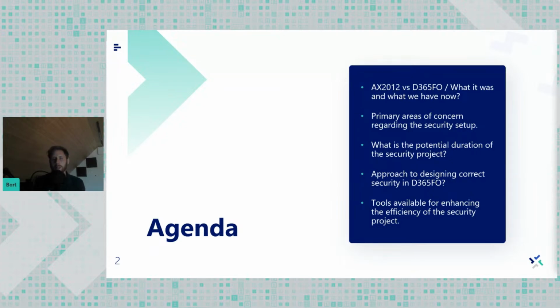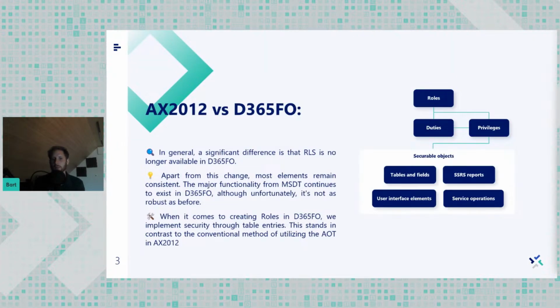Starting with AX2012 and finance and operations, what you can expect from the differences. We can say the major model lives the same way. You have roles, duties, and privileges. For those of you who don't know what it is, these are the role-based security model. So we have the roles, which can be understood as more or less positions or job positions in the organization. Duties, which might be responsibility areas.